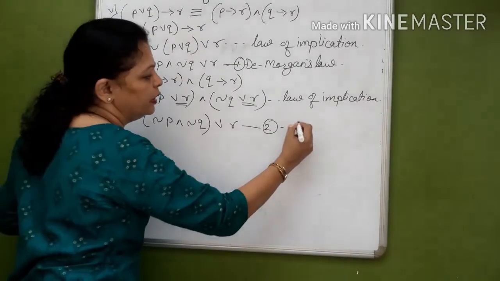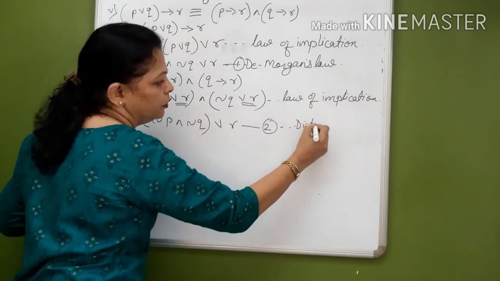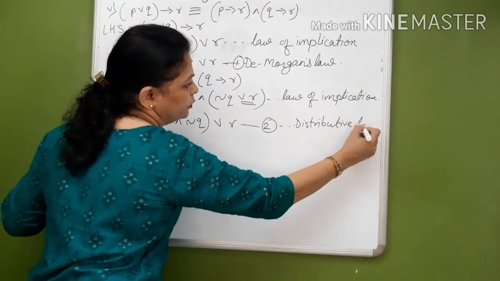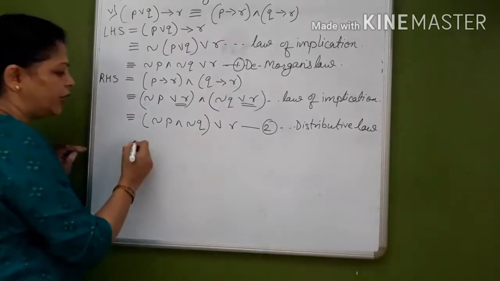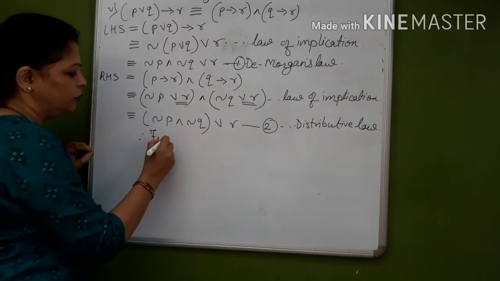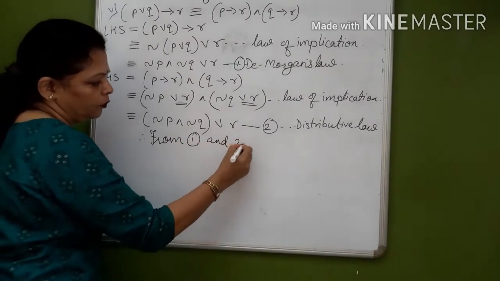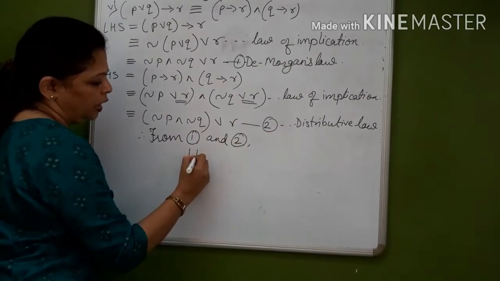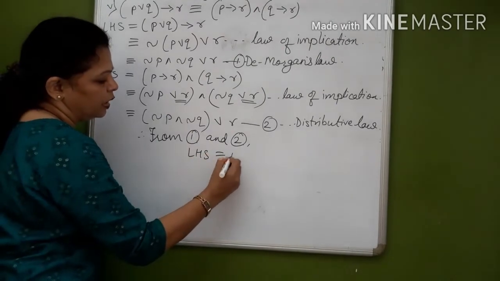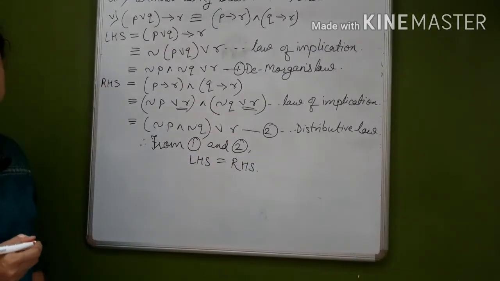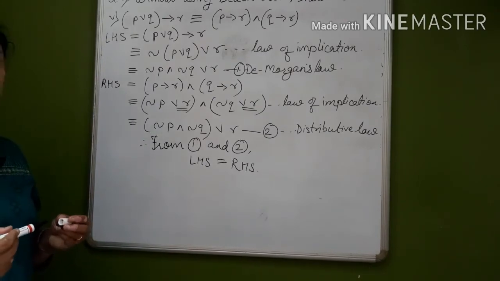This is again distributive law. So we can write from 1 and 2 that LHS is equal to RHS. So with this we finish question number 1. Let's move to question number 2.